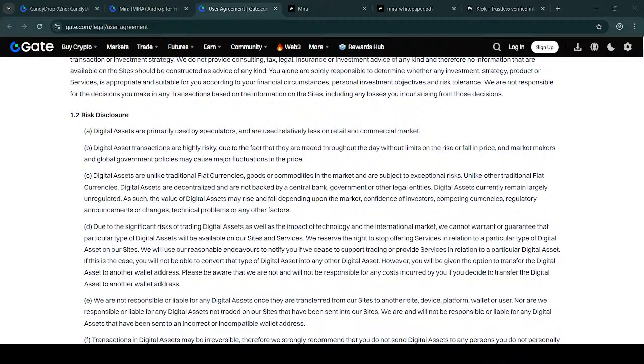So transactions in digital assets may be irreversible, and therefore we strongly recommend that you do not send digital assets to any person you do not personally know or completely trust. It is important for you to take action when transacting, storing digital assets, whether in your account or in other wallets or devices, and to take responsibility for them.